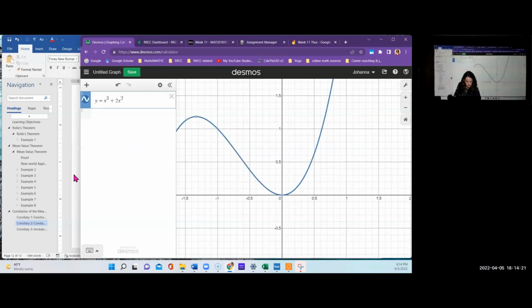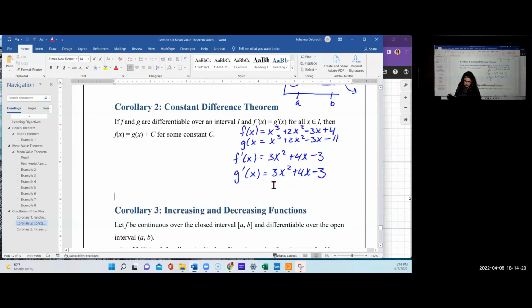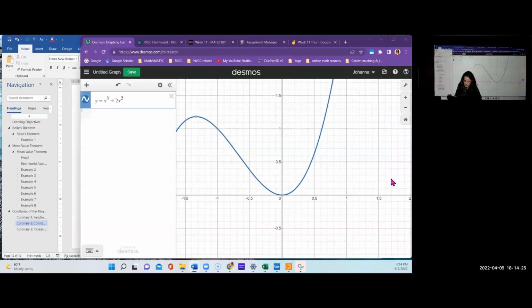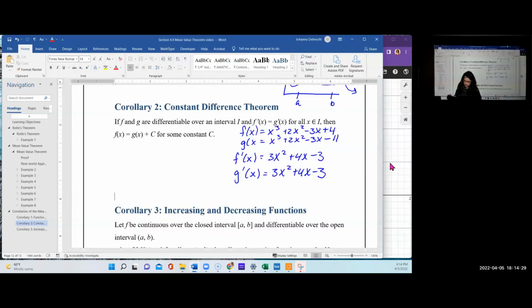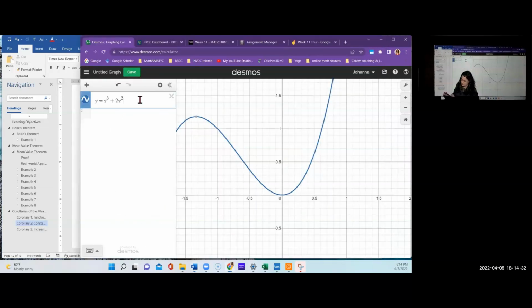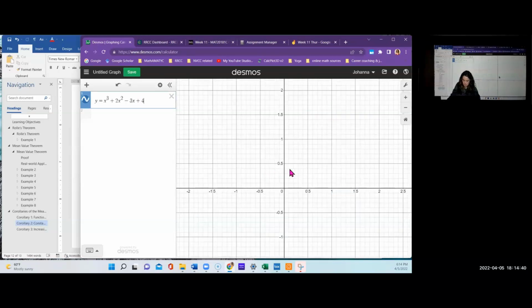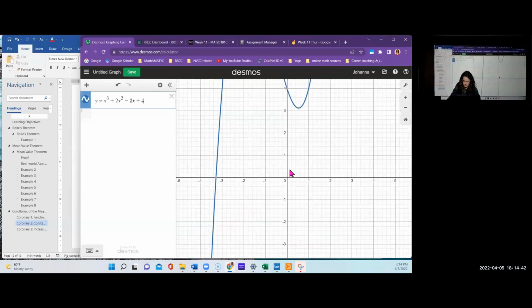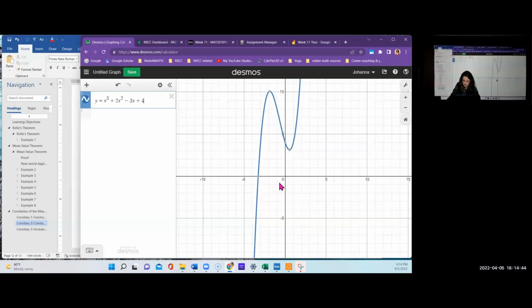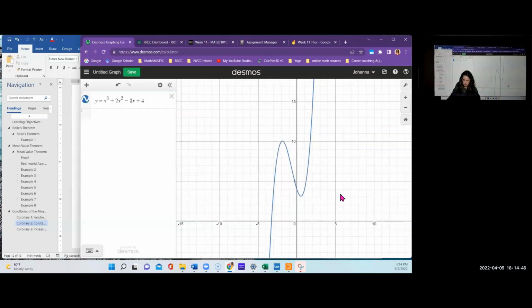Now I've got to remember what else I put. X cubed plus 2x squared minus 3x plus 4. All right. Now I need to scroll out so I can find it again. And there is my cubic function. You can see the majority of it, the important pertinent parts.